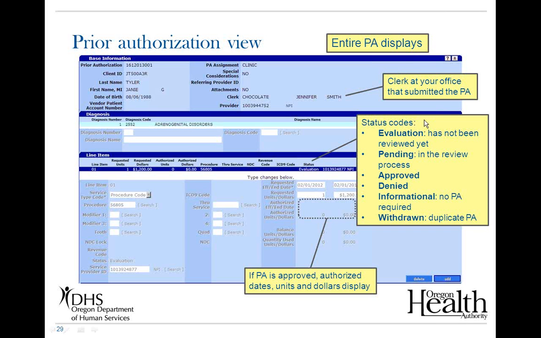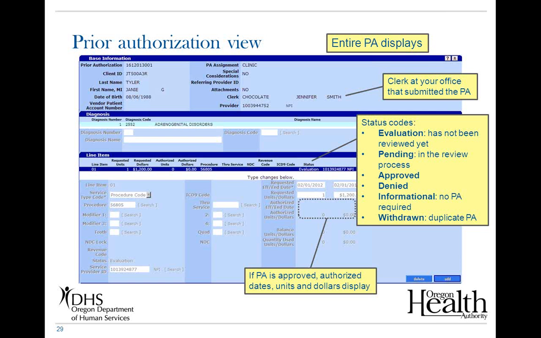And then the next thing I wanted to discuss is the status codes that you might see on a prior authorization. Evaluation just means that no one has reviewed this authorization yet. And I can't imagine that you would see that one because the case manager's putting it in and approving it as they put it in. So you probably won't see that. Pending would be if they're in the review process and it's not there yet. Approved and denied are pretty self-explanatory. We don't really need to go into that.